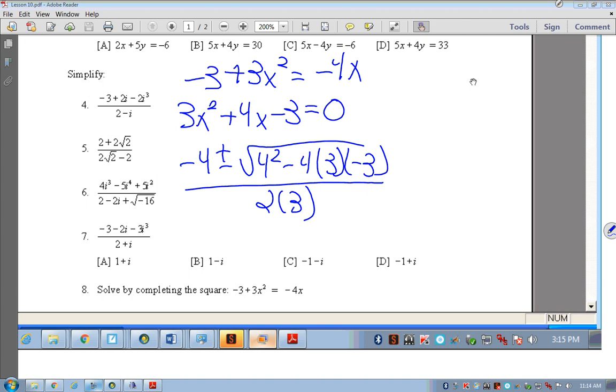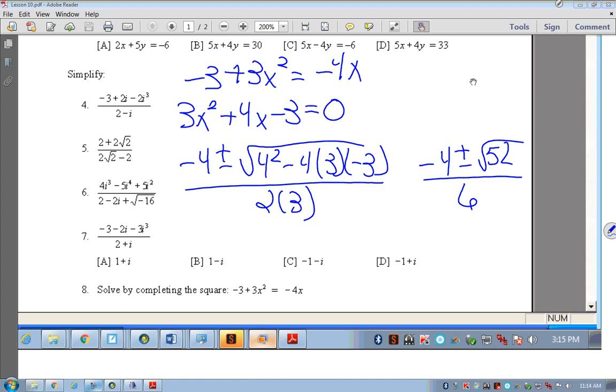All right, so we've got 16 plus 36. What's 16 plus 36? Is that 40? Is it 52? Okay. All right, so we've got negative 4 plus or minus the square root of 52 divided by 6.